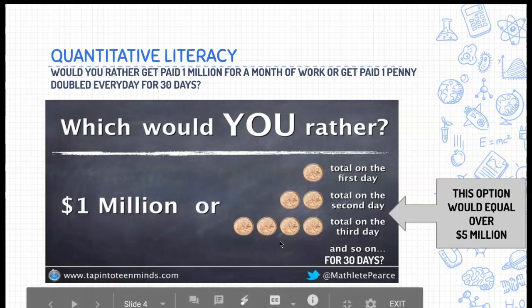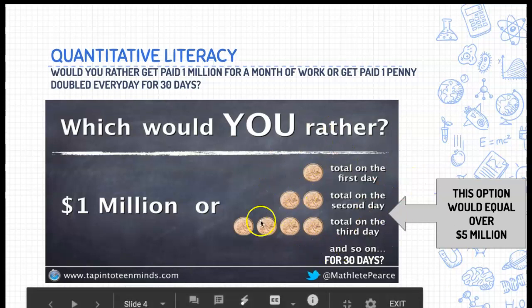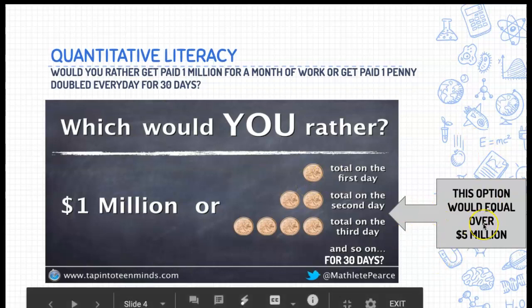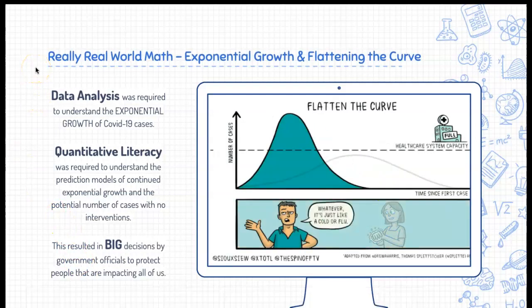Okay, so with some understanding of quantitative literacy and exponential models, you would have immediately chosen to get paid 1 penny on the first day with the salary doubling every day, because at the end of 30 days, you would have over $5 million. Okay, think about that. All right, so that was a fun but unrealistic example.